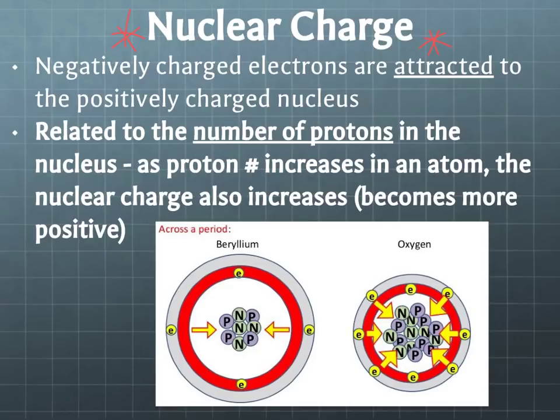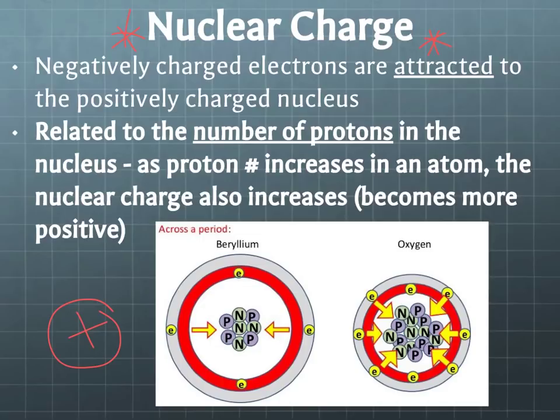The charge of the nucleus is positive because the nucleus has protons and neutrons in it. Neutrons have no charge, protons are positive, so the nucleus itself is positive. This is really what holds the electrons into the energy levels that they're in. They're pulled in by the positively charged nucleus.